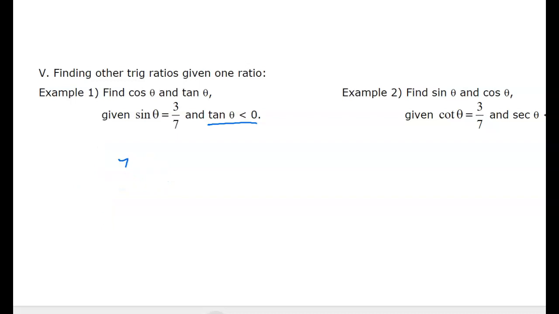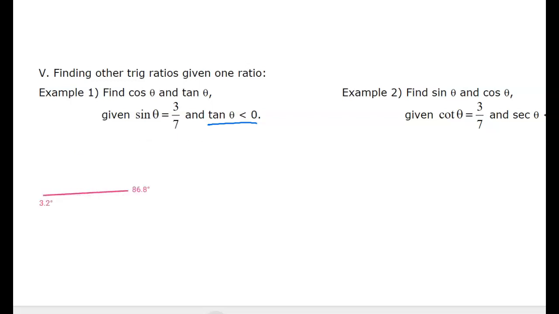So we have to think, where is sine positive? Because sine is positive there. 3 over 7 is positive. Where is sine positive and tangent negative? In quadrant 2. Oh my gosh. So we know we would have been totally wrong if I didn't think this through, and it would have affected all of our trig functions.